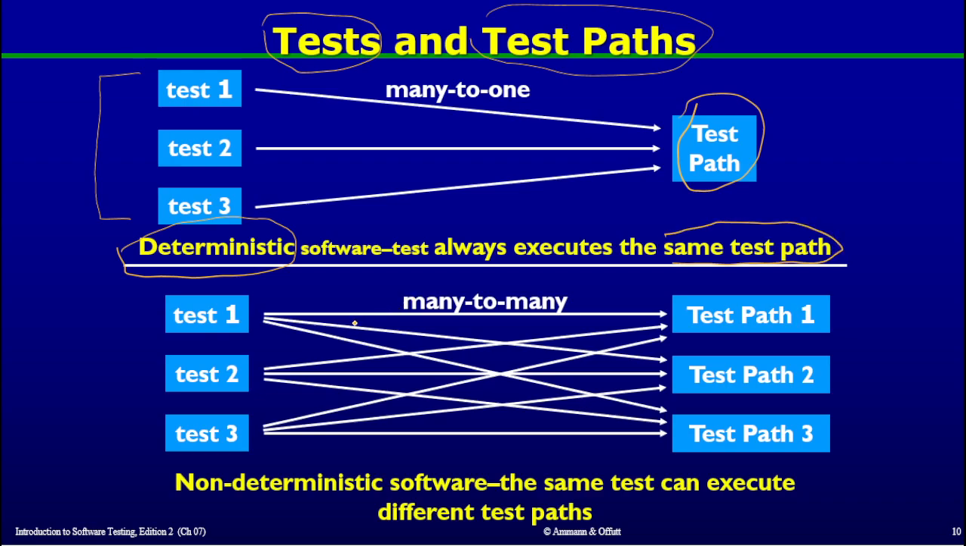But there is certain software where this kind of relationship does not hold, and in that case a test may execute several test paths. For example, if you see here test 1, it can execute test path 1, it can execute test path 2, and it can execute test path 3, and in the same way test 2 and test 3 can also execute test path 1, 2 and 3 depending upon the scenario. When that is the case, when we can execute different test paths by one or more test cases, then such software is said to be non-deterministic software. In such a case, a test can execute different test paths.